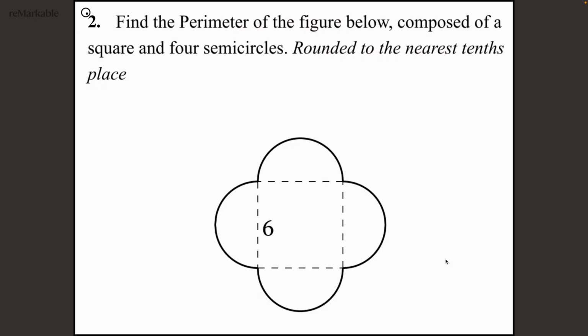All right, let's talk about this one. Let's bring it together. I have 4 semicircles. What did 4 semicircles make? 2 circles. So, if my diameter is 6, how am I going to set up the circumference for one of the circles?